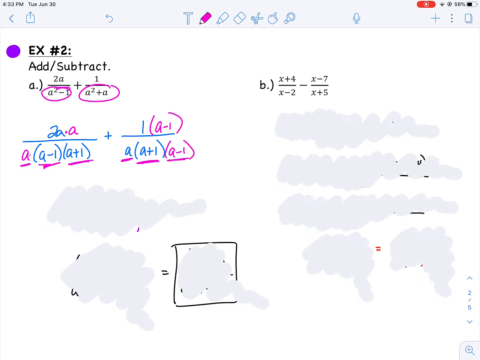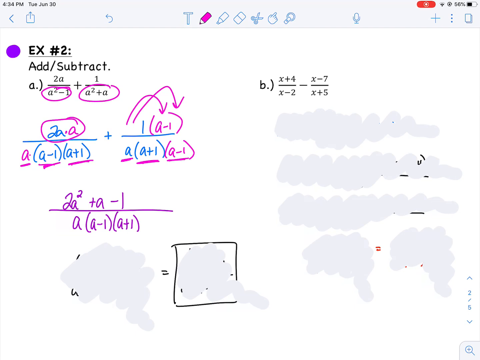Since that's the case now, I should be able to combine my fractions by keeping that common denominator and just adding the numerators together. In my first fraction, 2a times a is 2a squared. I'm going to take this positive 1 and distribute it through, so I have 1a minus 1. So this is what I have so far, but let's see if we can reduce it even more.